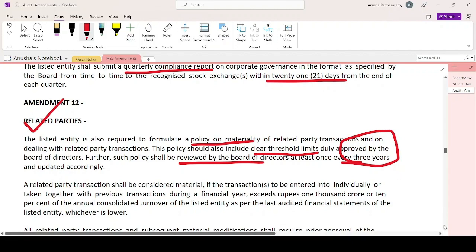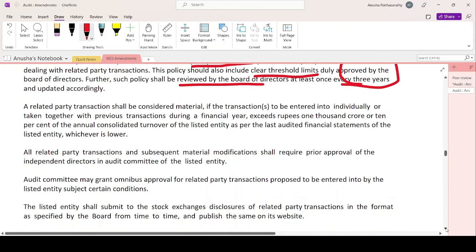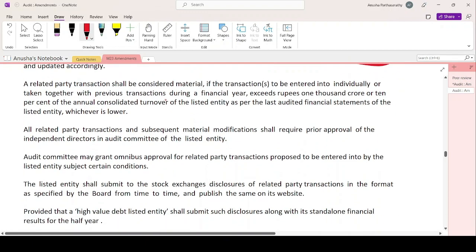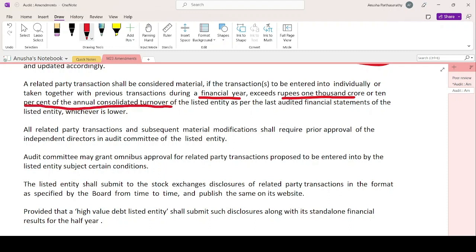A related party transaction shall be considered material if the transaction to be entered into individually or taken together with the previous transactions during the financial year, only during the particular financial year, exceeds 1,000 crore rupees or 10% of the annual consolidated turnover of the listed entity, whichever is lower. So this is the materiality level which is stated as per the provisions.